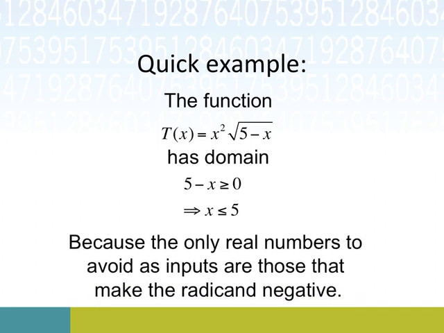So because the only real numbers to avoid as inputs are those that make the radicand negative, our domain must be all real numbers less than or equal to 5.